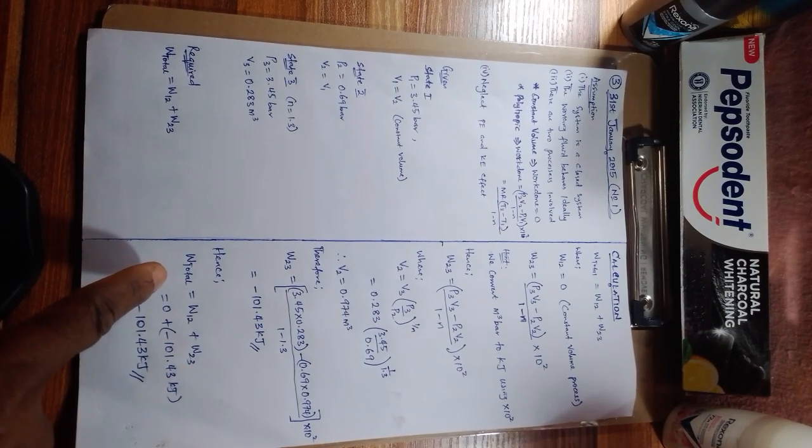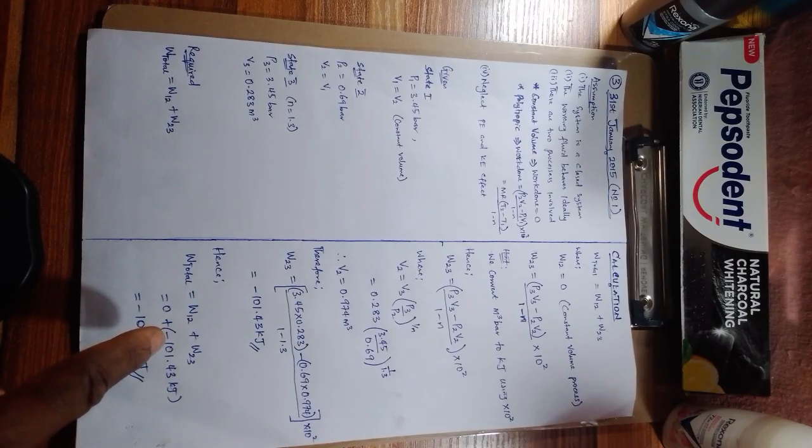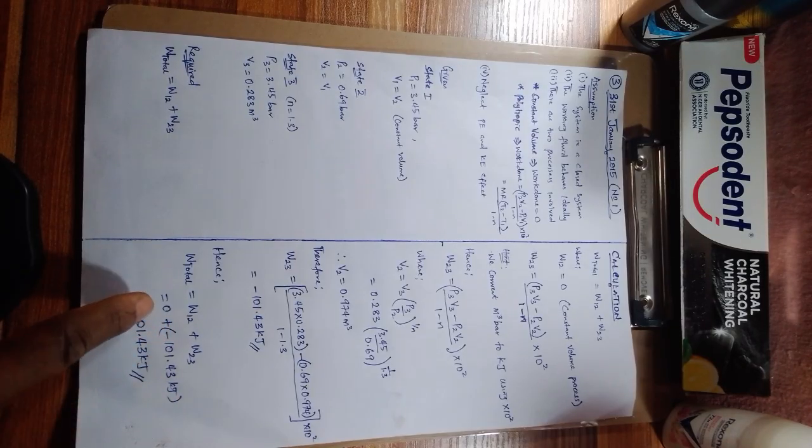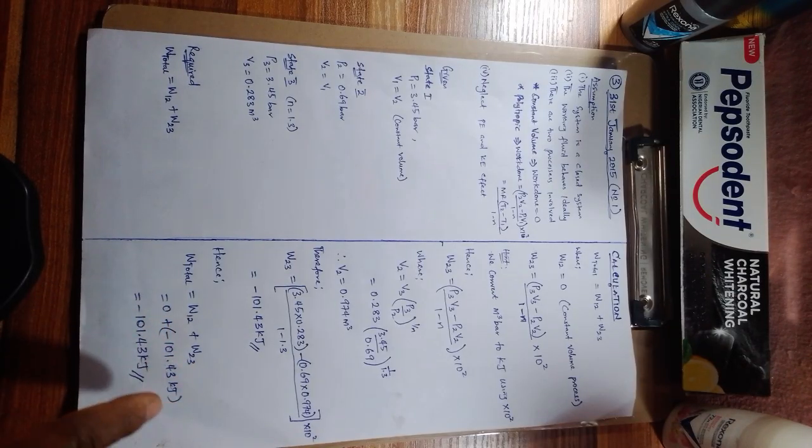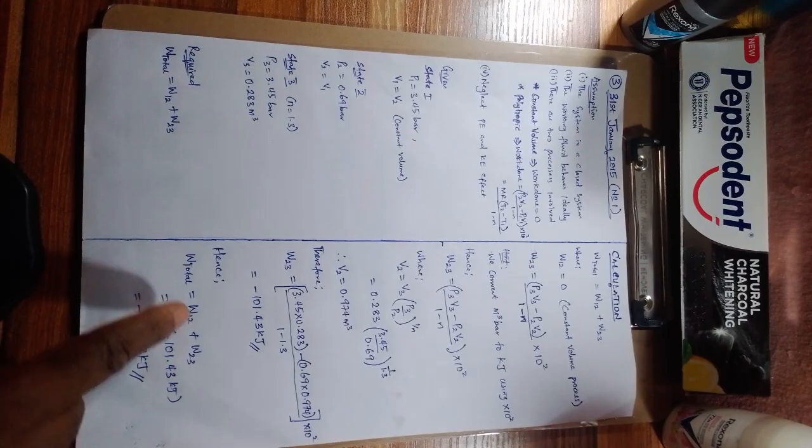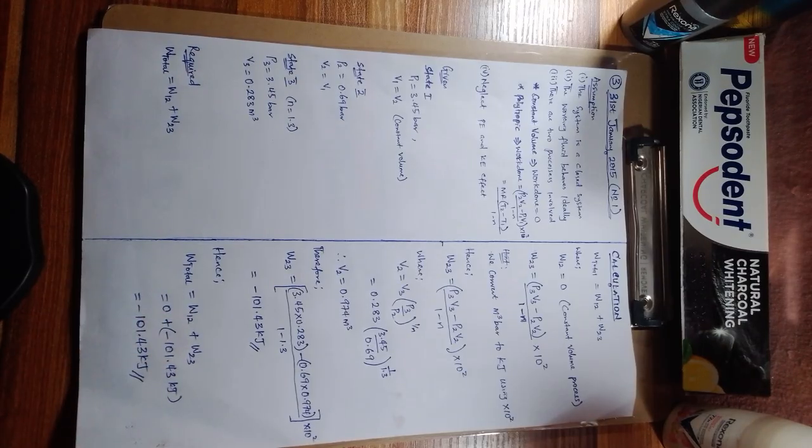This implies that our W total will be equal to W12 plus W23, and W12 is already 0, and W23 is equal to this. When you add the two together, it's going to give you 101.43 kilojoule, the total work done.